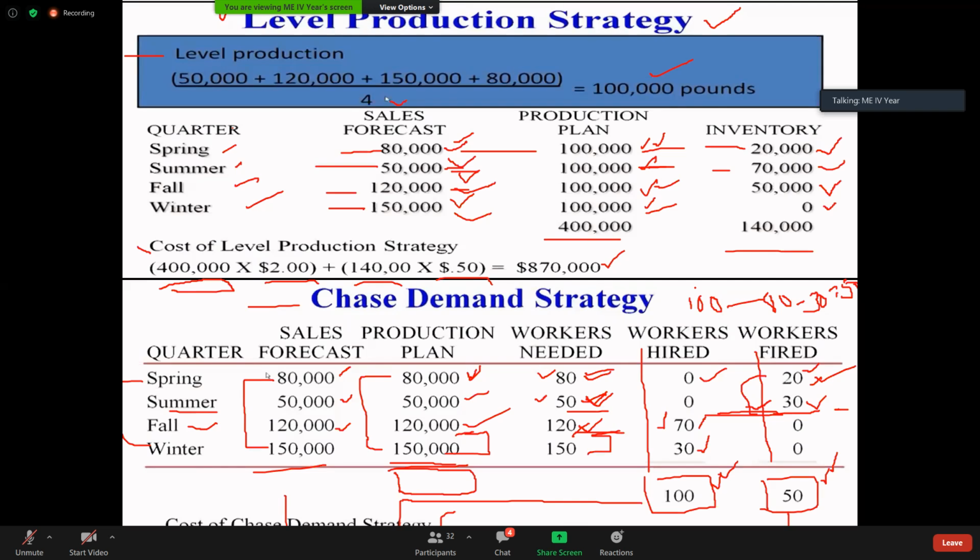Now you can see the comparison in the first method and second strategy. In the first strategy, when you follow level production strategy, 8,70,000 is the amount the company can spend in 1 year annually. If you follow this chase demand strategy, the company's complete expenditure will be 8,35,000. So based on these two strategies, they can choose any one.